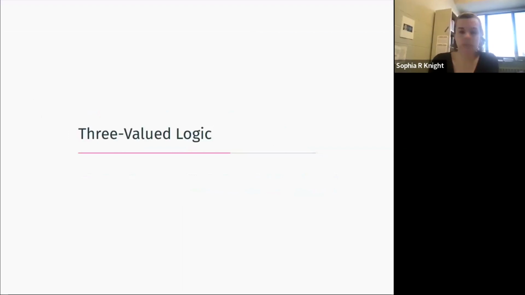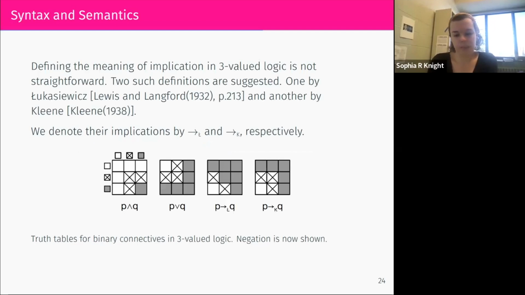Okay, yeah, we have a little bit of time left. So maybe this is my favorite part of this talk. We're going to do some results in 3-valued logic. And I think these might be new results. I haven't found them anywhere else at least.